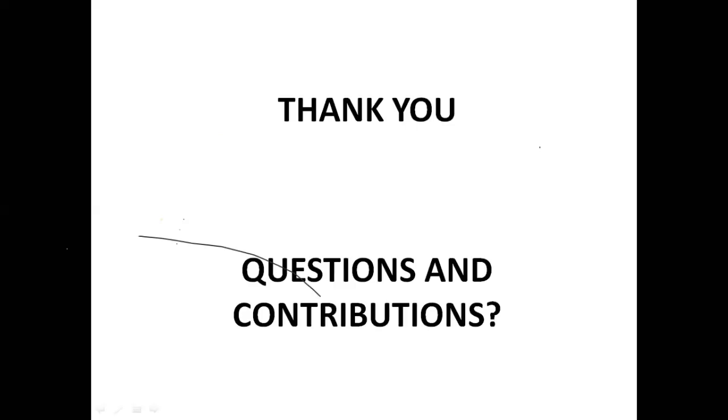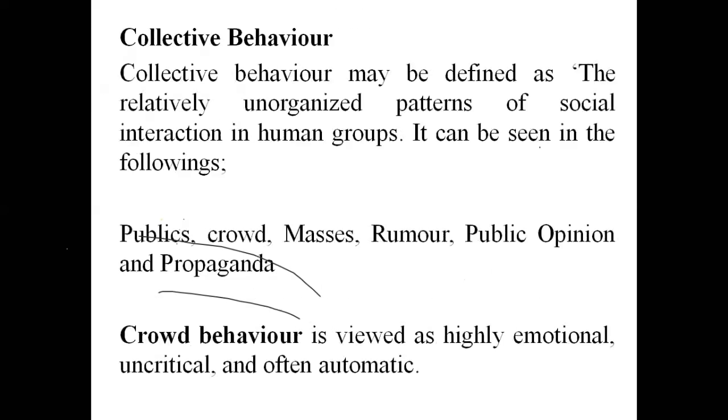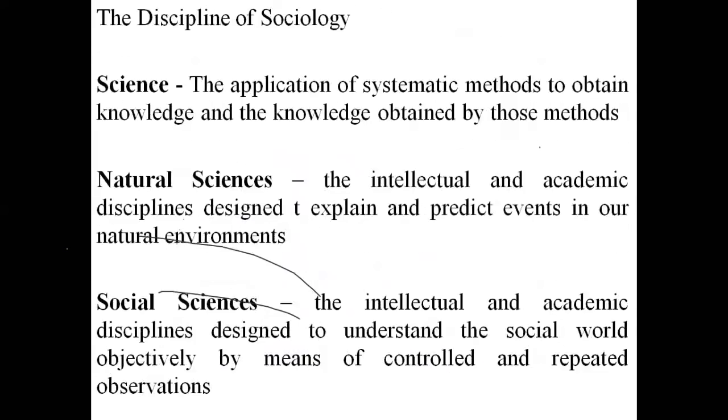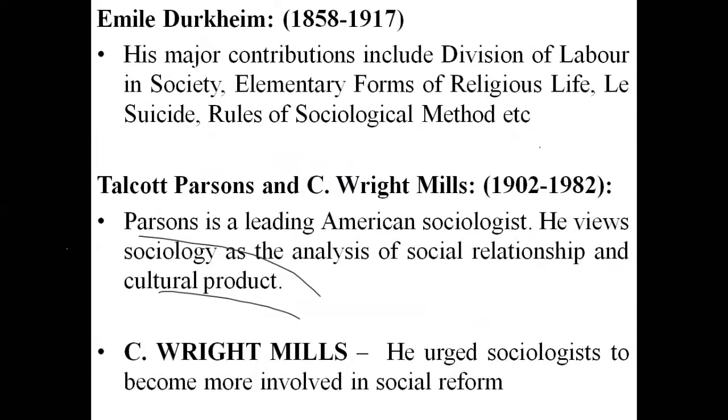For Emile Durkheim, his year of birth was between 1858 and 1917, while in his research on the suicide rate, I saw 1897 to 1966. The dates are confusing, ma'am.